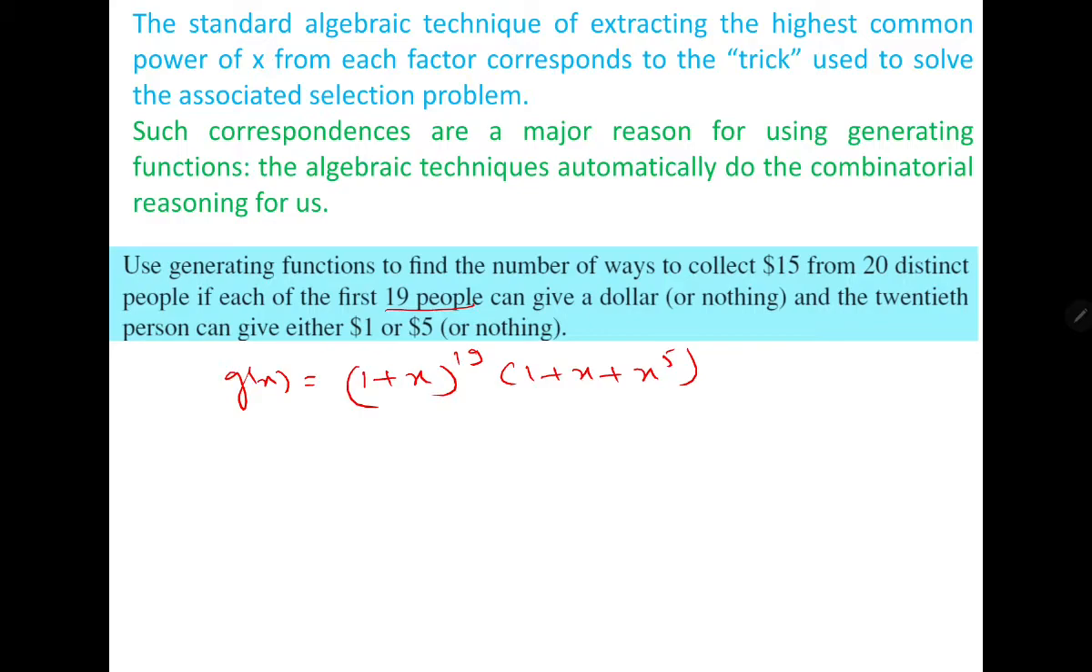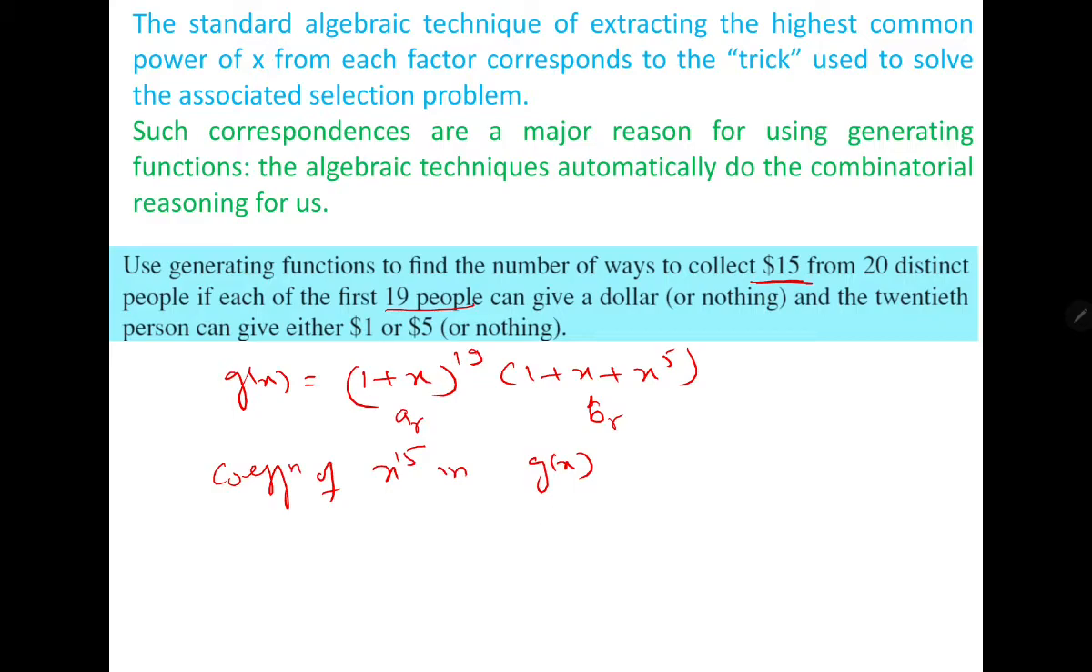Now in this g of x, let's say that the coefficients in the first function are represented as AR and here as BR. And what do I have to find? I have to collect $15. So I am looking for the coefficient of x raised to the power 15 in g of x.